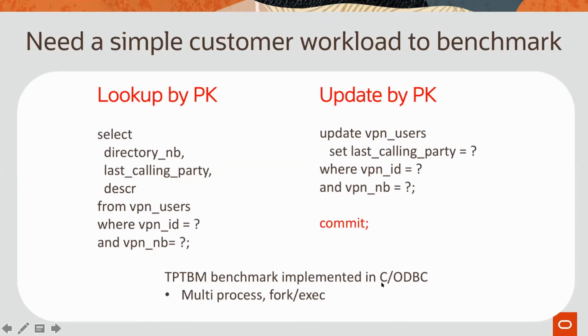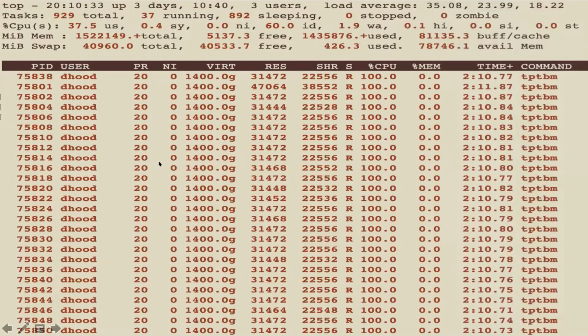I'm using it in C via ODBC, and the way I was testing it was multi-process, doing a fork and exec. You can do it multi-threaded. I've been doing pthreads for 20 years. My conclusion is single process is easy to code. So if you look at it, this is just a screenshot up top. Because it's multi-process, each process has its own PID. We can see from the virtual memory used, that's approximately 1.4 terabytes of data.